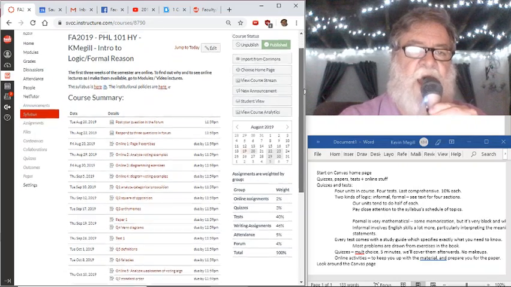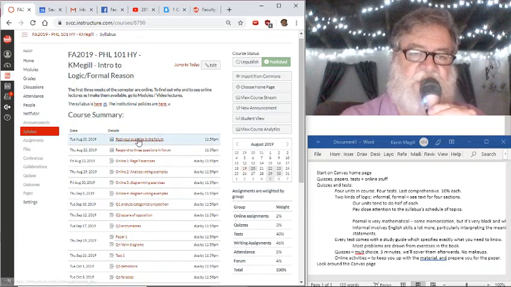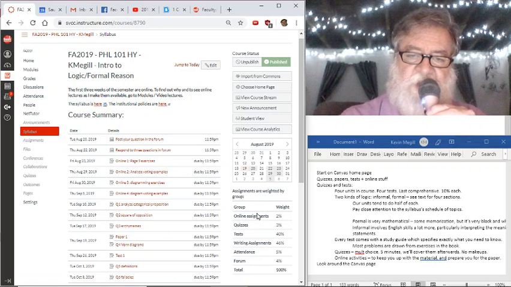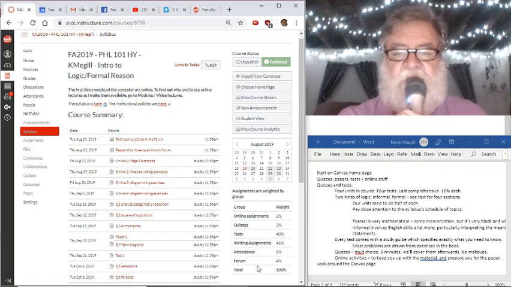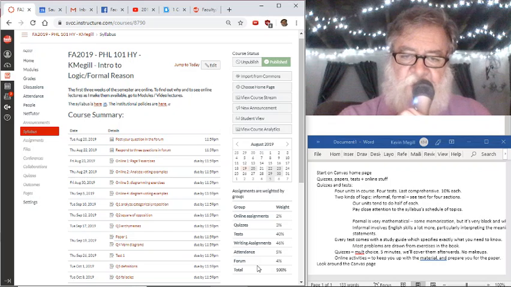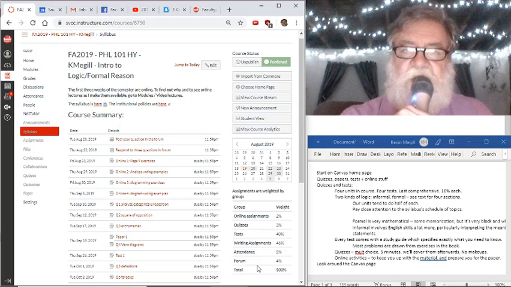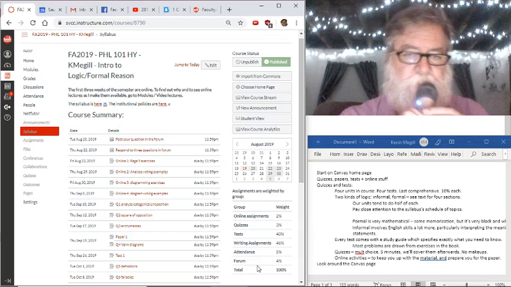Let me just show you briefly how the Canvas page works, because this is where you'll spend a lot of time. On the front page with the syllabus, you can see this list of things that are due. Over on the right-hand side, you can see the weighting for all the grades. Writing assignments come to 46% of the class. You also do some writing for the forums and the online assignments. Tests come to 40% of the class. There's a small amount based on the quizzes, the online assignments, the attendance, and the forum. I say a small amount, but that is about 15% of the grade.